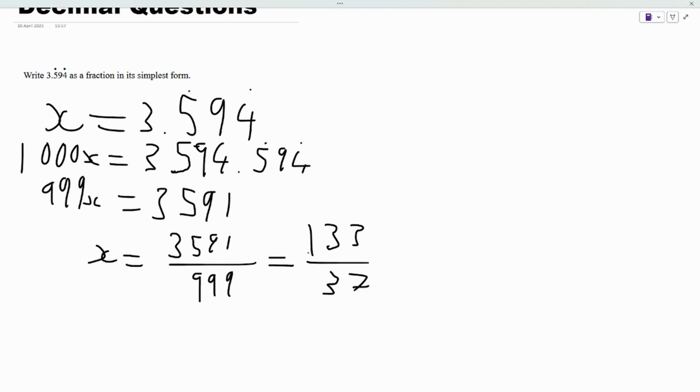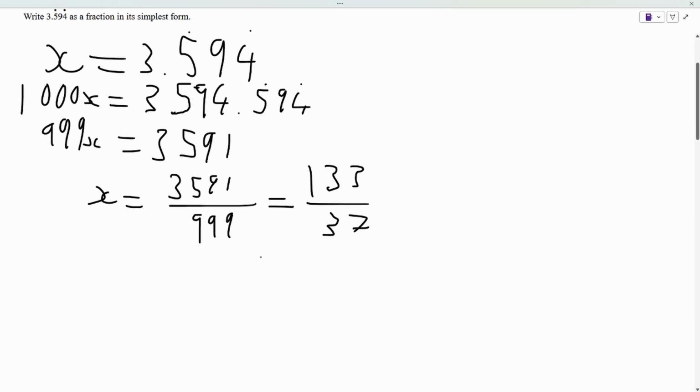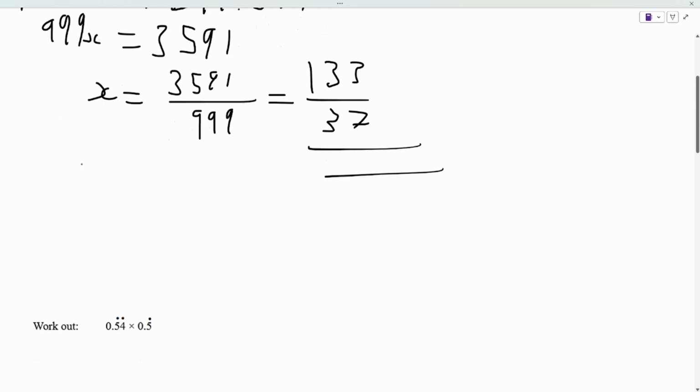I wouldn't worry too much about it, obviously simplify it if you can, but for this question it would probably be a calculator question. So once you've got to this part, 3591 over 999, you can get to the simplified part. If it's not, then you just need to be thinking about whether they're in the same times tables, and then simplify it down from there. So that is the answer for our first question.